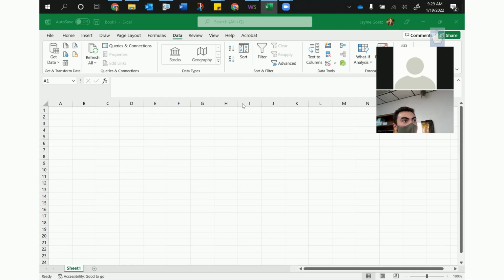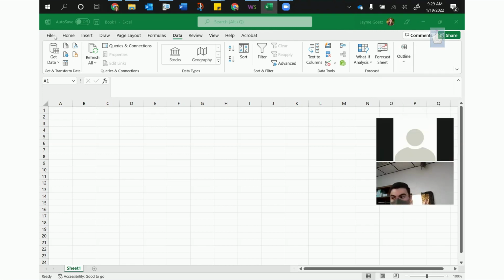Okay. So what we're trying to do today, guys, is download the Data Analysis Pack. If you look up here at the top, at all of your different ribbon options, we're going to click on the tab that says Data. If you have the Data Analysis Pack, it's going to be right over here and it's going to say Data Analysis. If you don't, like right now, I do not, we're going to download that.